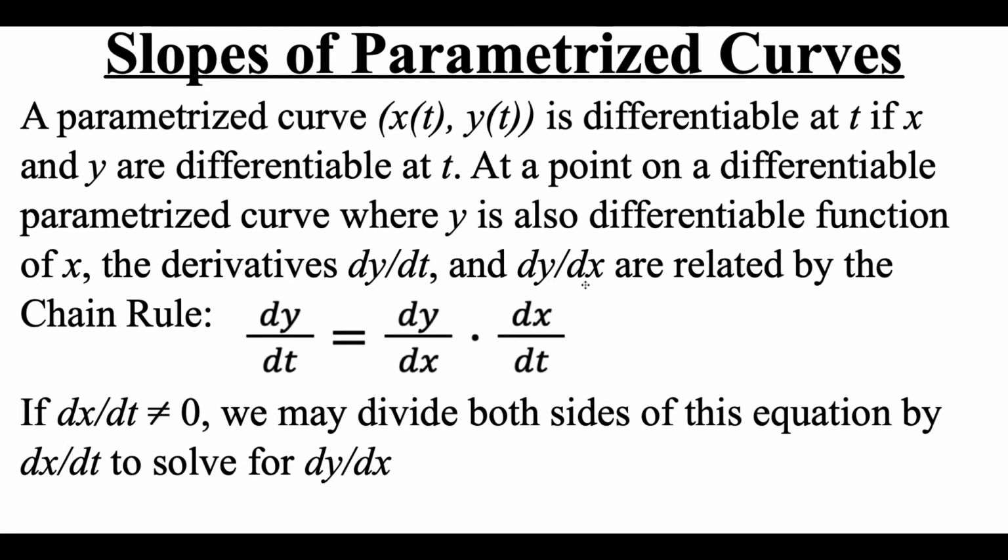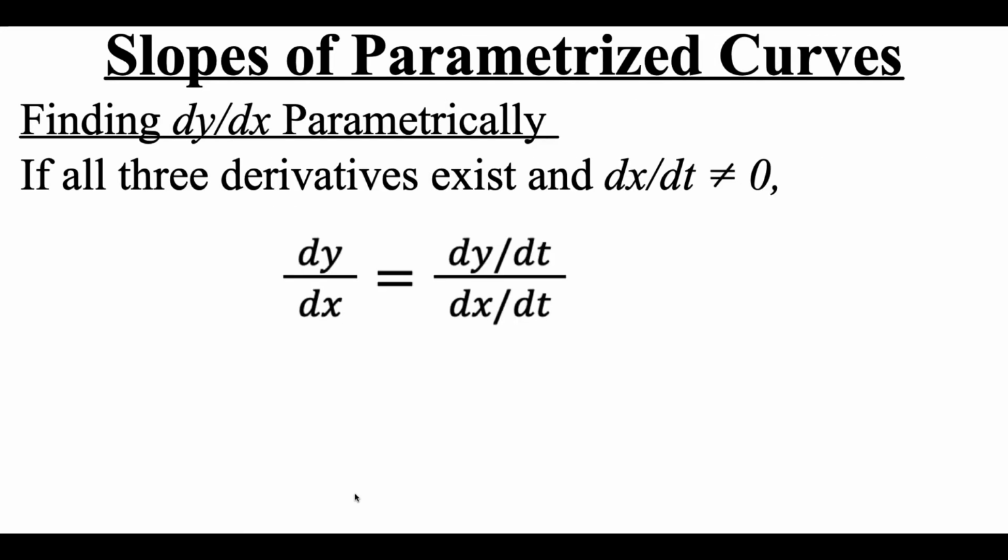They're related by the chain rule. So we can think about it as dy/dt being equal to dy/dx times dx/dt. As long as dx/dt is not 0, we can divide both sides of this equation by dx/dt to solve for dy/dx. So as far as finding a derivative dy/dx parametrically, if all three of those derivatives exist and dx/dt is not 0, then to find dy/dx we take dy/dt and divide it by dx/dt.